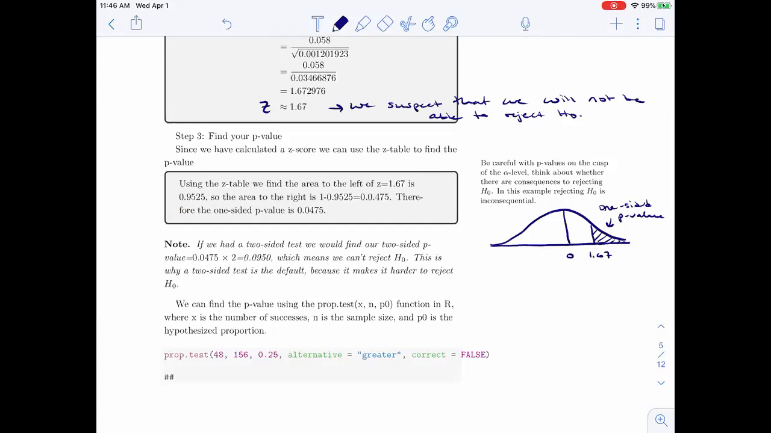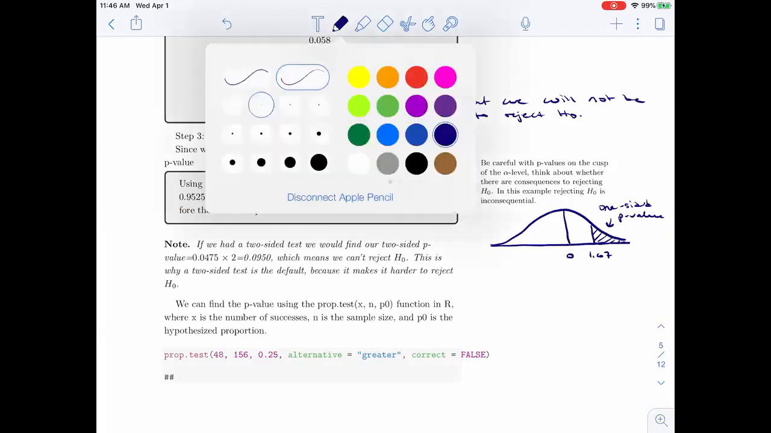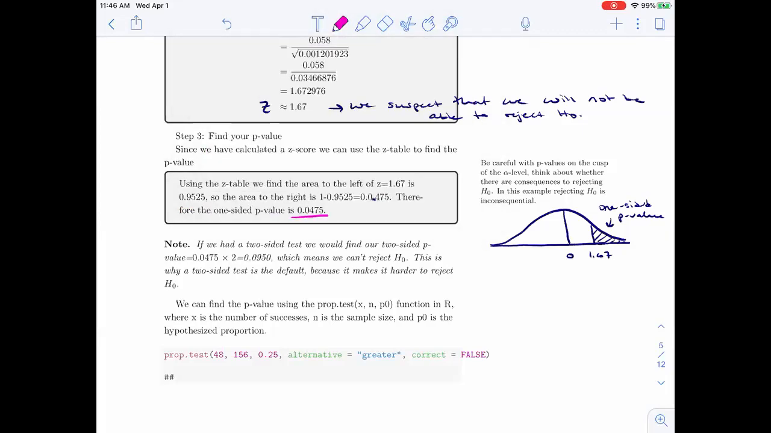oh man, ignore that one. Nope, that's not it either. Ignore that one. 0.0475, there. So the one-sided p-value, just focus on this one, without the typo, is 0.0475.